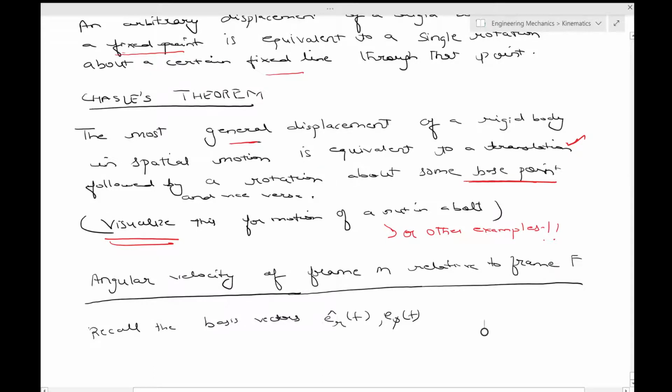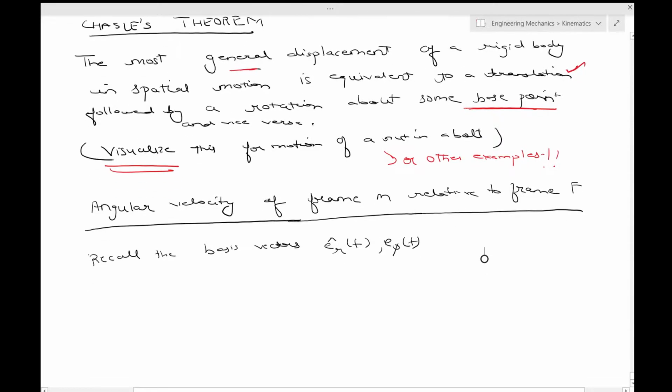Now to find the angular velocity of frame M relative to frame F, we are looking basically for a concrete definition: if there is a vector defined with respect to frame M, what would be that vector defined with respect to frame F? Okay, so you have a frame F and then you have another frame M. Suppose there is a vector A defined with respect to M, what would be that vector A with respect to F when M is rotating, or moving around? So that's what we are trying to answer.